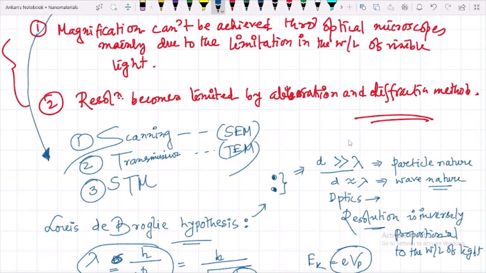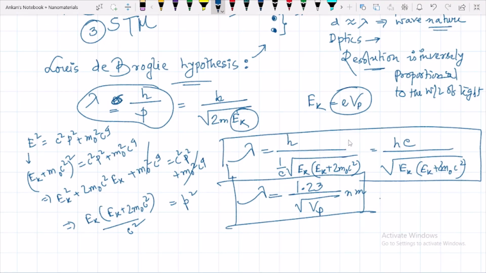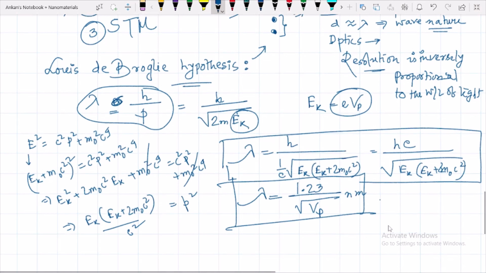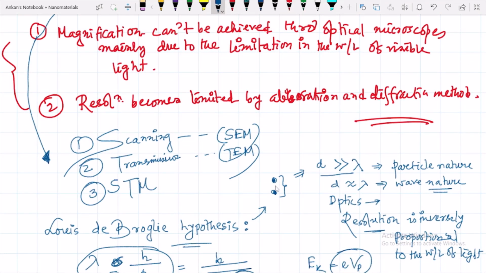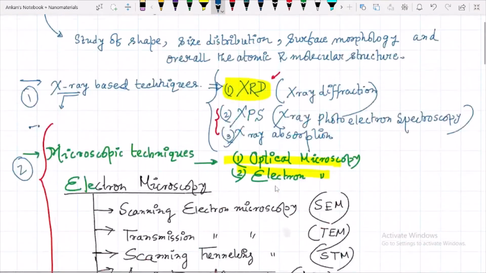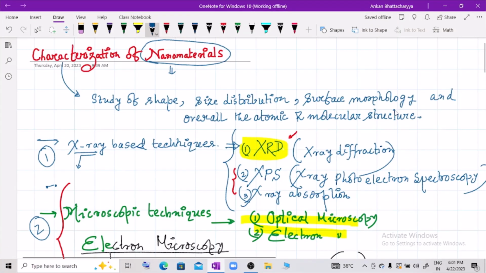So in the electron microscopy technique, the electron's particle nature dominates. So if you are asked the basic principle of electron microscopy, you will say that electron microscopy is based on the particle nature of electrons. All the other properties will be discussed in another lecture. That is all for today, where we have discussed the characterization of nanomaterials. Thank you.